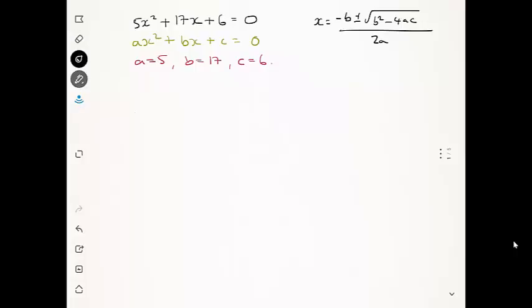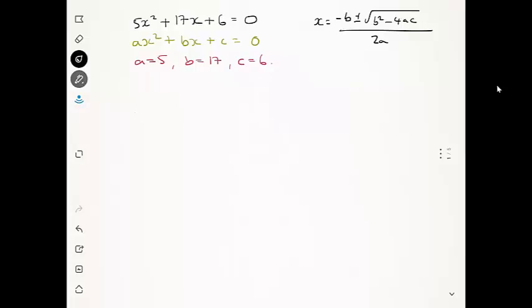And we figured out here already that the form is ax squared plus bx plus c equals 0, and so that means that a is just 5, b is just 17, and c is just 6. So the first job with any quadratic equation that you're going to use the formula for is to figure out from the equation what a, b, and c are. And then all you do is you put a, b, and c into this formula.